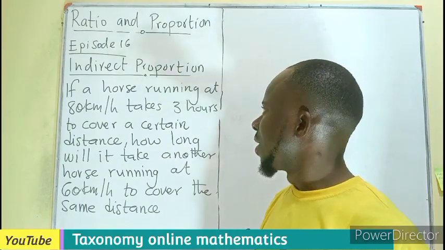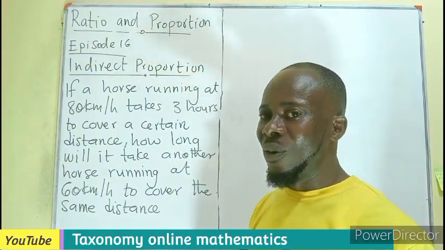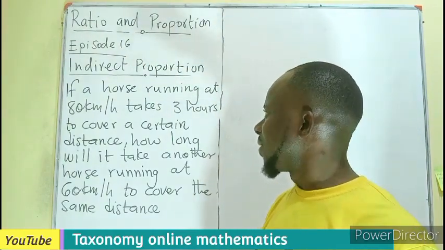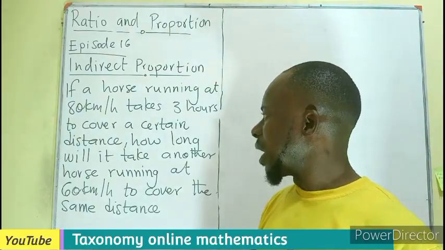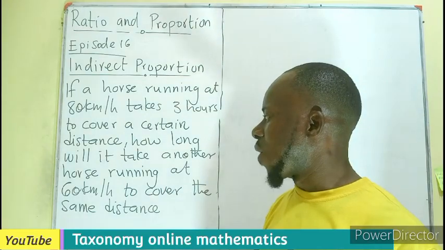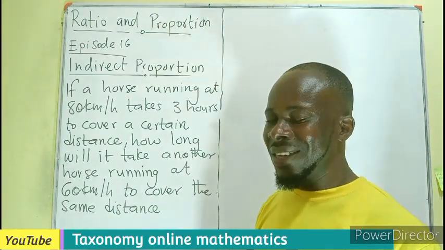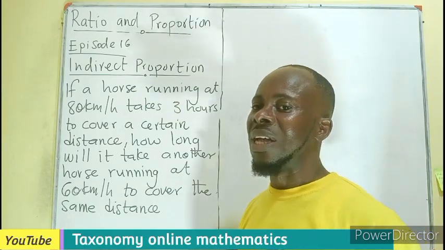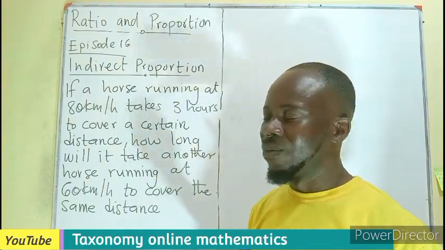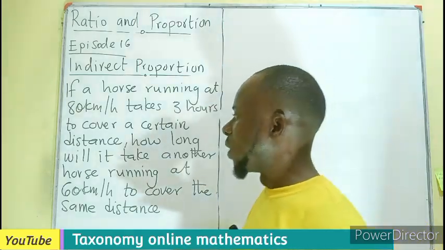Episode number 16 on ratio and proportion, under which we are taking indirect proportion. If a horse running at 80 kilometers per hour takes 3 hours to cover a certain distance, how long will it take another horse running at 60 kilometers per hour to cover the same distance? So this simply means working at the same rate. So we want to find the time.